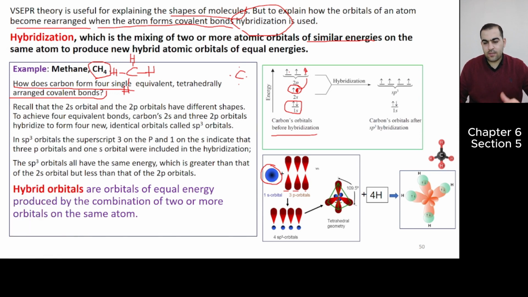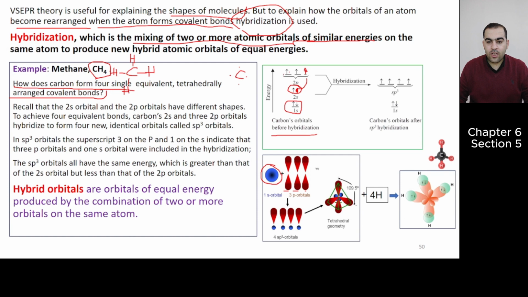Now we said there are 4 unpaired. This one has been promoted, which is called promotion. Now there are 4 unpaired. Do they have equal energy? No. They must have equal energy. What happens? Hybridization happens. These 3 p orbitals and one of the 2s orbitals combine together. This is called hybridization. Hybridization is mixing 2 or more orbitals of similar energy.